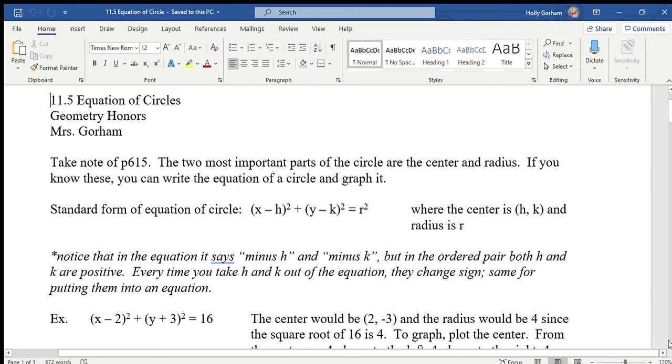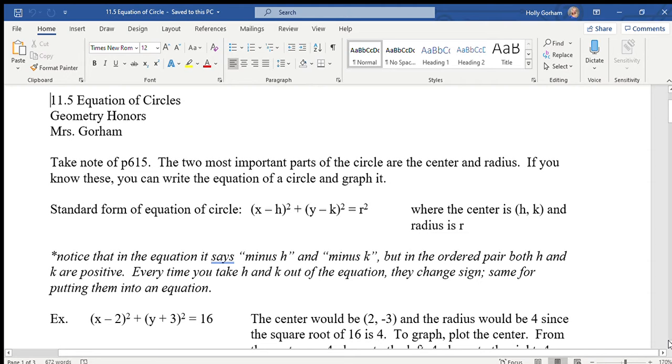The standard form of the equation of the circle is (x − h)² + (y − k)² = r², where the center is (h, k), that's an ordered pair, and the radius is r. So notice that the equation says equal to r squared, but the radius is just r. So when you find your radius from the equation, you have to take the square root of what it's equal to. Also notice that in the equation it says minus h, minus k, but in the ordered pair it's a positive h and a positive k.